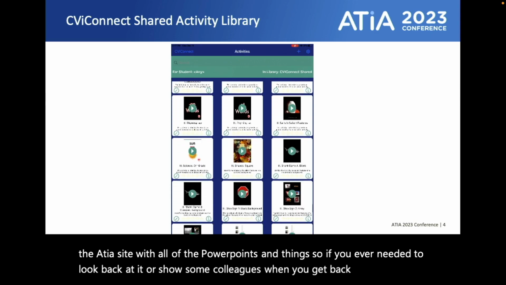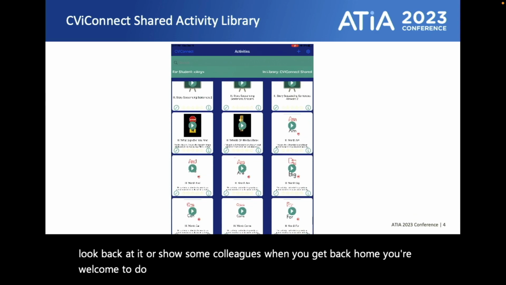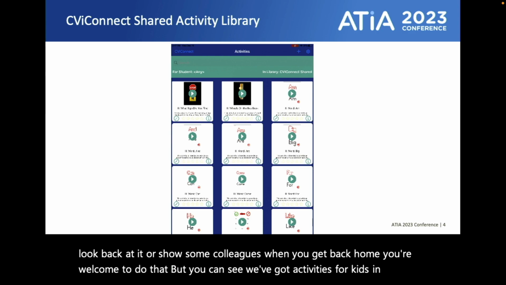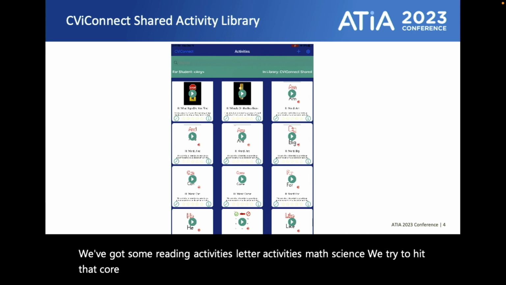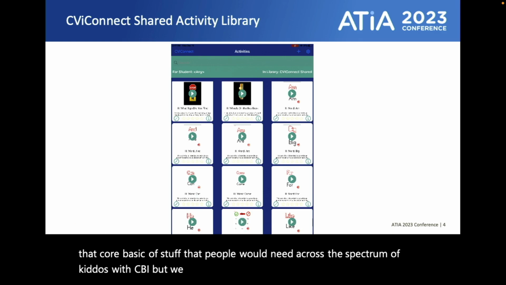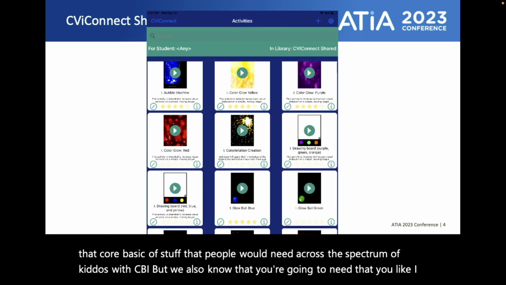So if you ever needed to look back at it or show some colleagues when you get back home, you're welcome to do that. But you can see we've got activities for kids in phases 1, 2, and 3. We've got some reading activities, letter activities, math, science. We try to hit that core basic of stuff that people would need across the spectrum of kiddos with CVI. But we also know that you're going to need that customization, that uniqueness for each kiddo.